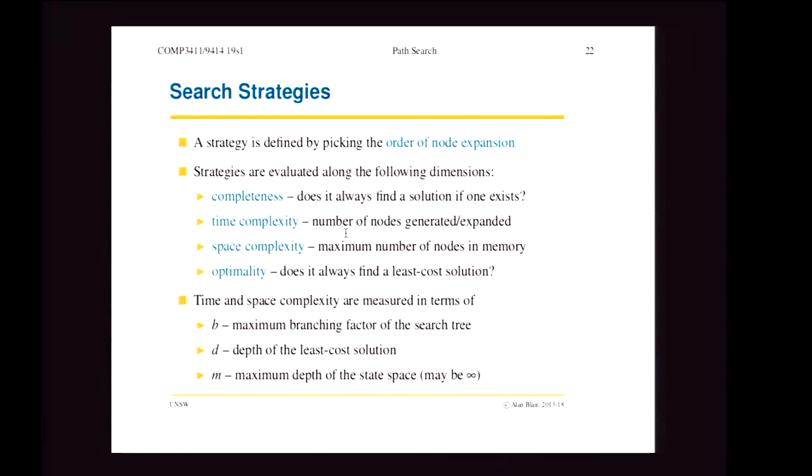And the time and space complexity are measured in terms of these things here. There's the maximum branching factor B, the depth of the least cost solution, which is called D, and then the maximum depth of the search space is M, which in some cases may be infinite. So, just to recap, what's the branching factor for those sliding tile puzzles?